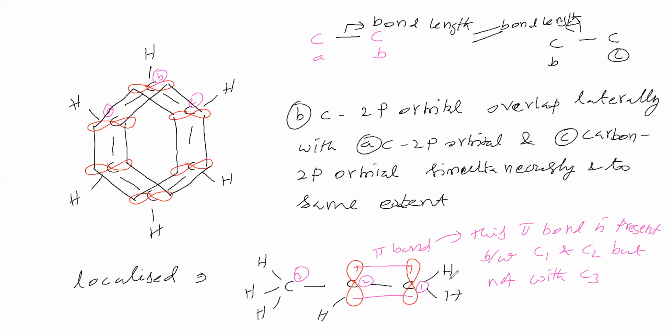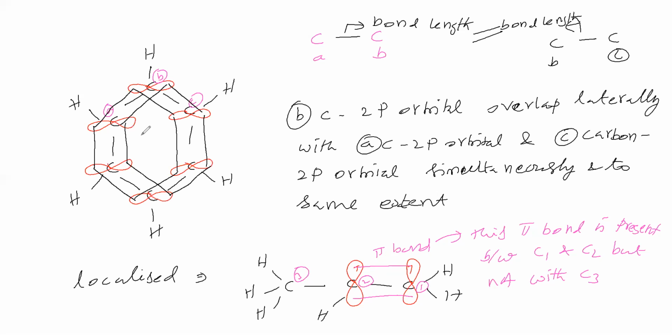That means we can say this pi bond is present particularly between carbon 1 and carbon 2. Therefore, this pi bond is called a localized bond. Localized means that the pi bond is present between particularly two carbons. This pi bond is exactly present between carbon 1 and carbon 2 but not with carbon 3. Therefore, this pi bond is called a localized pi bond.